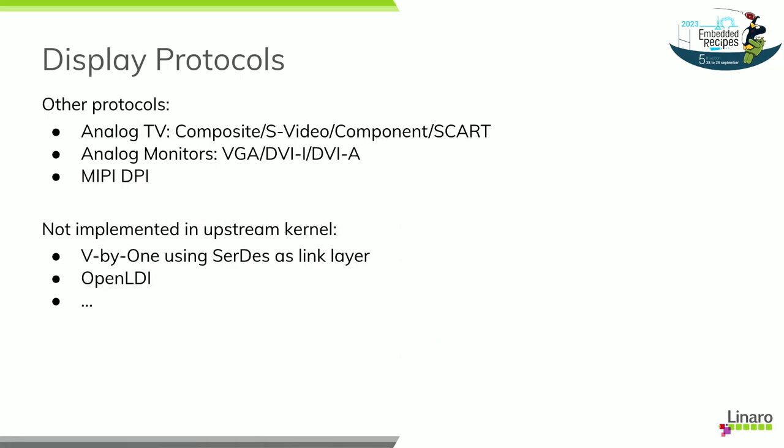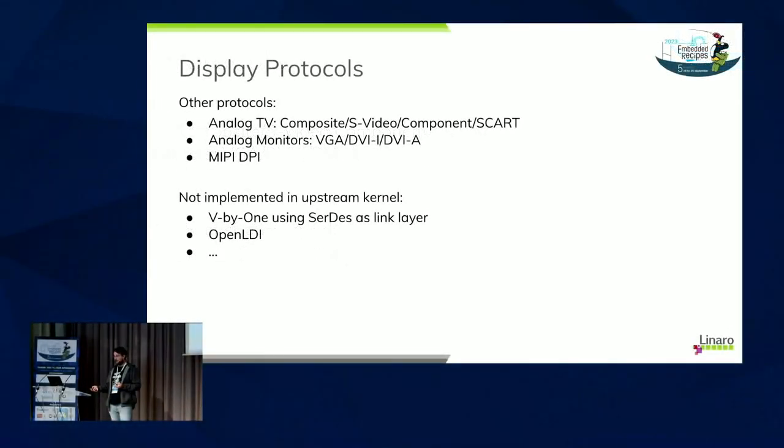There are plenty of other very old protocols, like Composite, S-Video, Component, SCART, or VGA or MIPI DPI. These are all protocols we almost don't use anymore on any modern product. And there are very specific protocols used on TV, for example, like V-by-One or OpenLDI. These are not implemented in the kernel because there is absolutely no use case from vendors to upstream these.